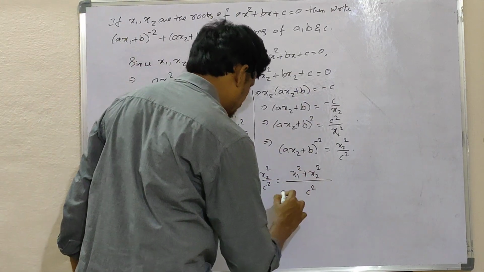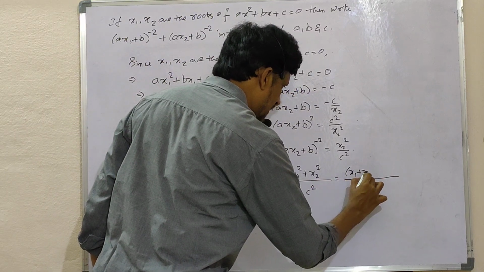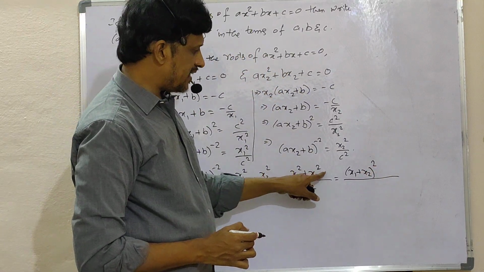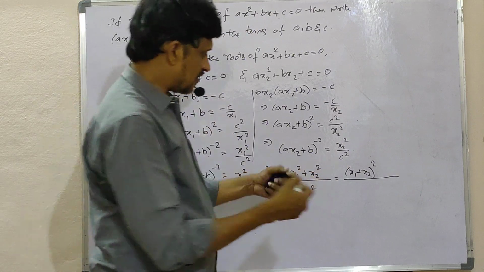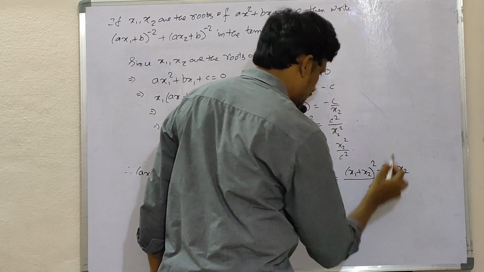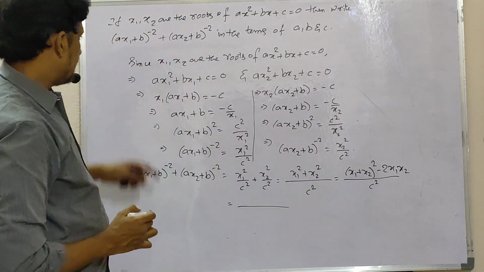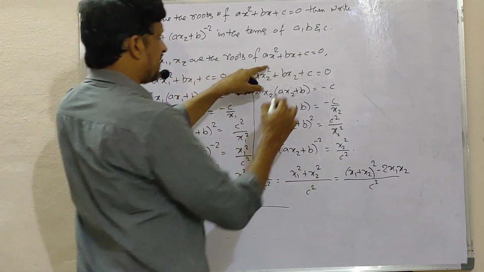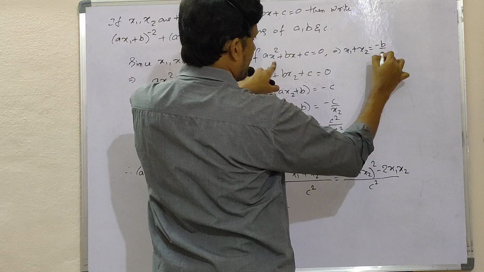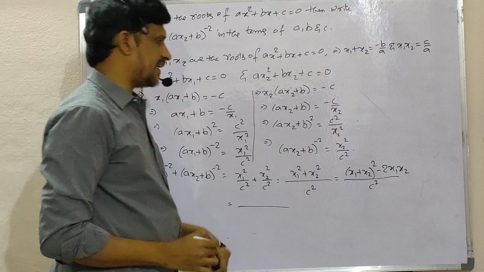So that means, instead of this, we can write (x1 + x2)², so I am writing (a + b)², which gives a² + b² + 2ab here. So eliminate the additional term, minus 2x1x2, by c². So then this will be (x1 + x2)² − 2x1x2. Since x1 and x2 are the roots of the given equation, we can say x1 + x2 is -b/a and x1x2 is c/a. Sum of the roots and product of the roots you can write.